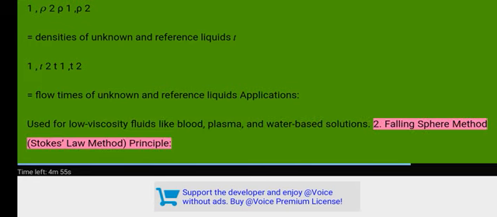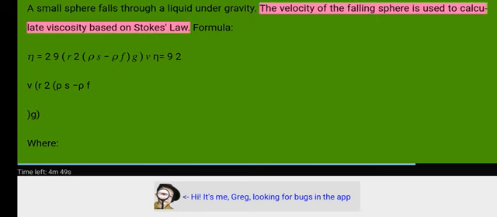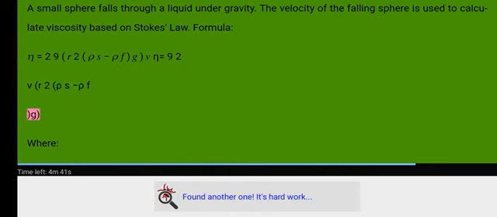2. Falling sphere method. Stokes' law method principle. A small sphere falls through a liquid under gravity. The velocity of the falling sphere is used to calculate viscosity based on Stokes' law. Formula. Eta equals 2 over 9 times R squared times (rho s minus rho f) times g over v.